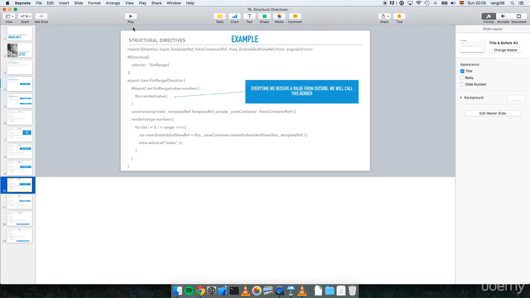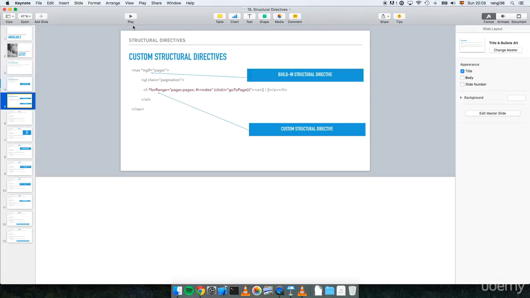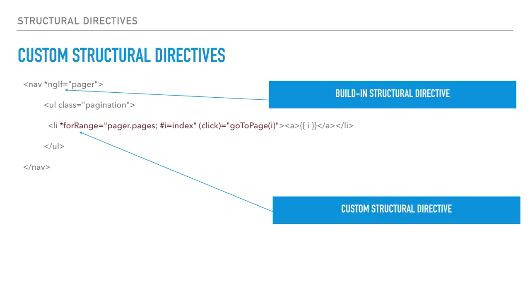How does this look in our DOM if we use this directive? Oh, sorry. Let's go back again once we read the code. So this is how it looks. So we have an li, we are using the directive forRange, we are passing a value that is pager.pages. We will see this in a full application that we will do later. And take a look, we are accessing a variable index, and this will give us the index from every iteration. So this is how we create a custom structural directive.